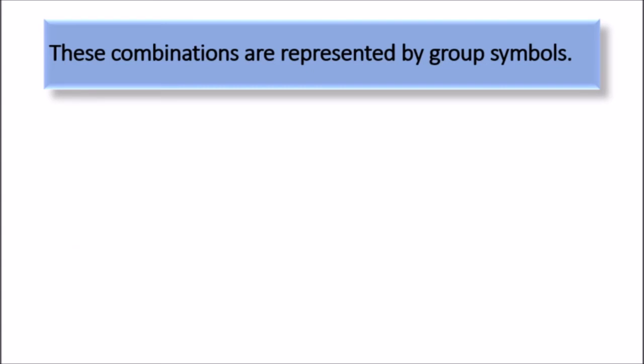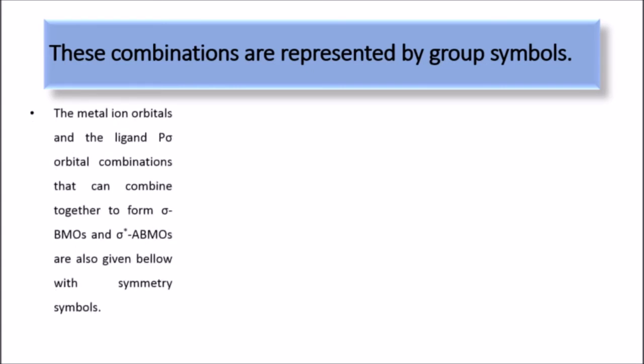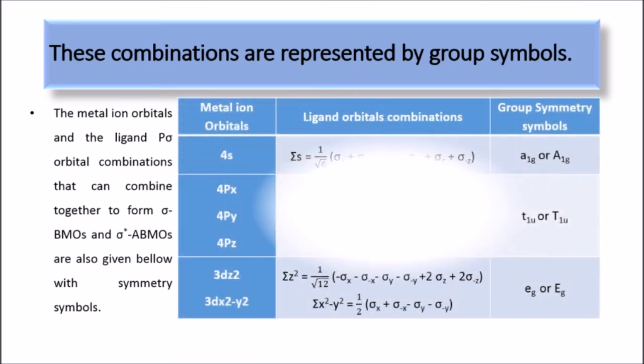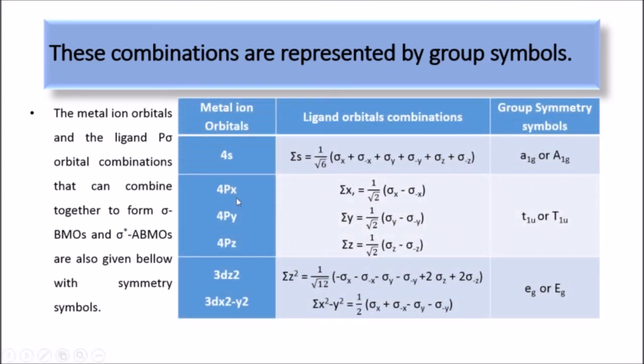These combinations are represented by group symbols. The metal ion orbitals and the ligand p sigma orbital combinations that can be combined together to form sigma BMOs and sigma star ABMOs are also given with this symmetry symbol. You can see the tabular form where metal orbitals are there for S, for Px, for Py, for Pz, 3dz square and 3dx square minus y square. This is the ligand combination where sigma S, sigma x, y, z, x square minus y square and z square, and that can be assigned by the symmetry group.